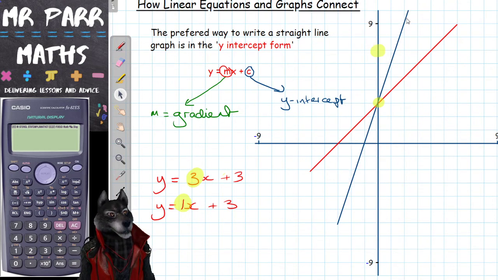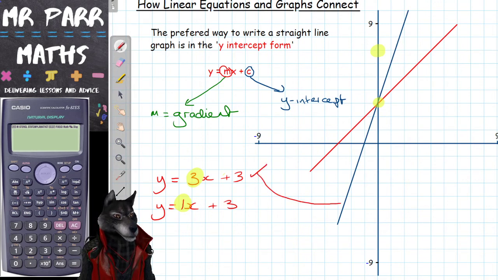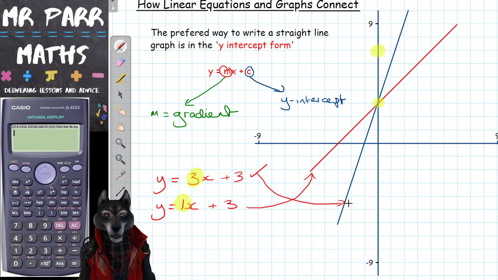Well, the blue one is obviously steeper, so that must be this one. So this one must be the blue one, and this one must be the red one. Done. Quick ways to be able to separate between two graphs.